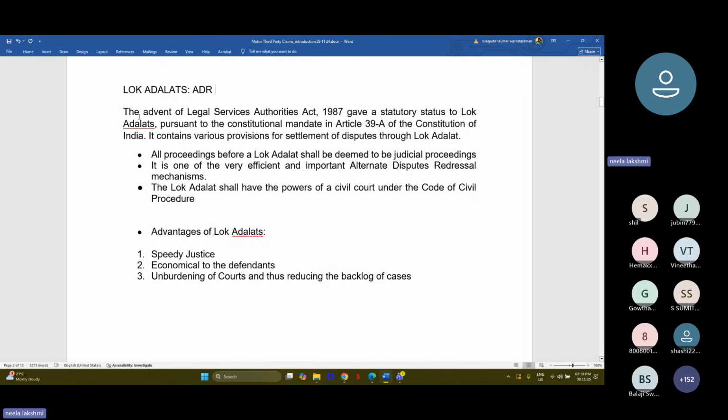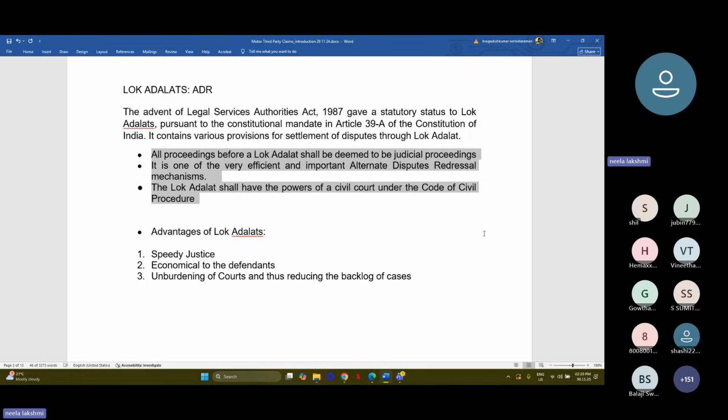The advent of Legal Services Authorities Act 1987 gave rise to this Lok Adalats. You can read the contents. Article 39A of Constitution of India gave this permission. It contains various provisions for settlement of disputes to Lok Adalat. All proceedings before the Lok Adalat shall be deemed to be judicial proceeding. It is at par with civil courts.